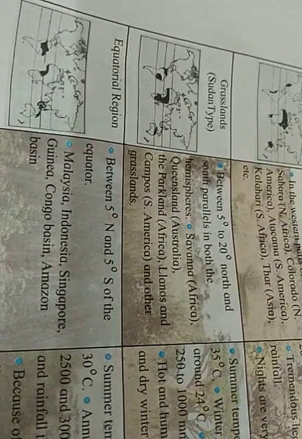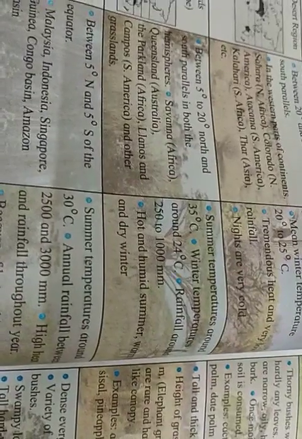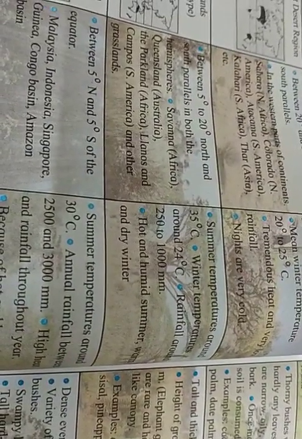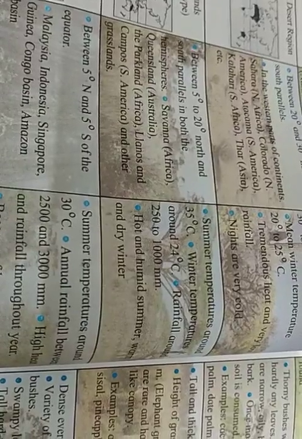Then next, grassland, Sudan type. Between 5 to 20 north and south parallel in both hemispheres: savanna, grassland, parkland, llanos, campos and other grassland. Summer temperature is around 35 degrees, winter 24 and rainfall 250 to 1000 millimeter. Hot and humid summer, warm and dry winter. That is the climatic condition.